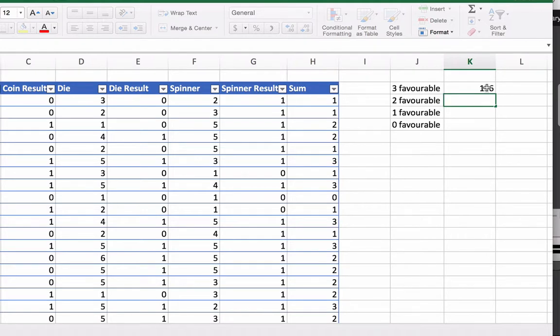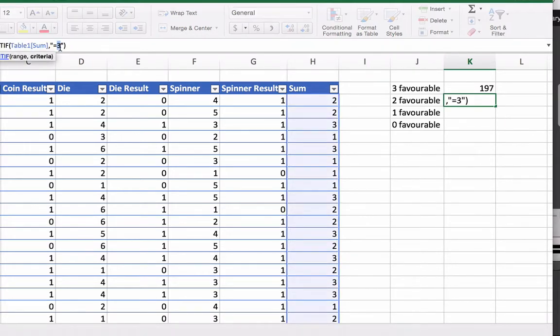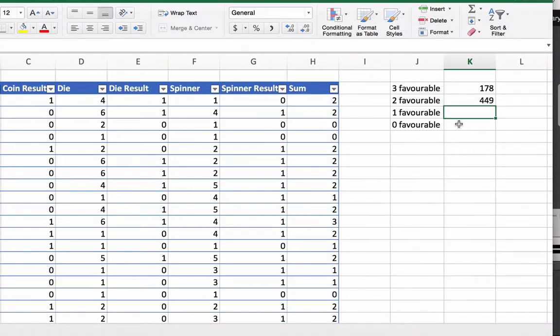And so I'm going to copy this down, and you'll notice it changes every time. But now I'm going to change the sum of 3 to 2, which means that we had 2 favorable outcomes. And we get 449, and remember, I believe 45% was the number for two favorable outcomes. It was a 45% chance. So then equals, let me copy that down again.